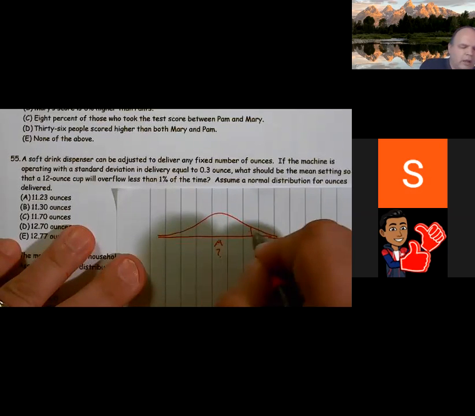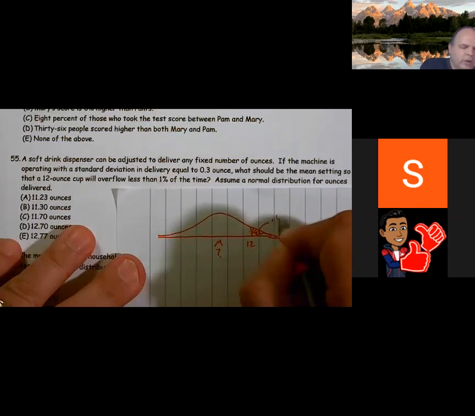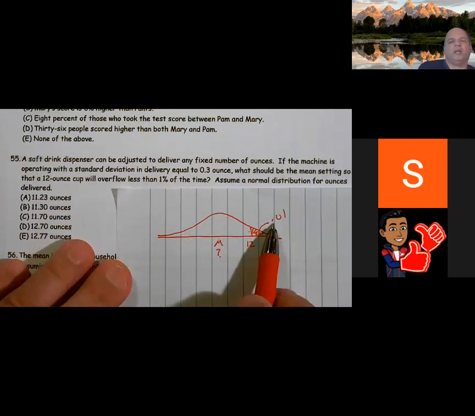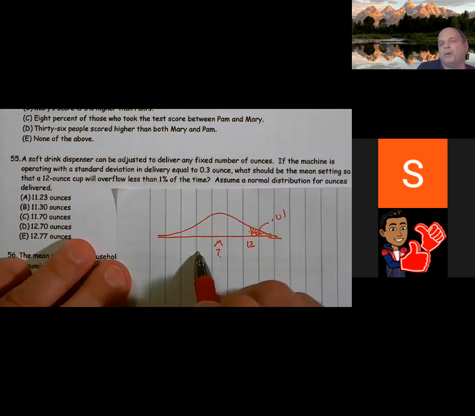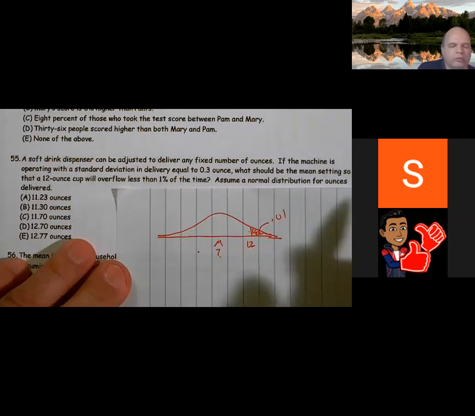And up here is 12 ounces. And I have 0.01 shaded up here. And here's why. This 12 ounces, I have to have less than 12 ounces in the cup. If I put more than 12 ounces, it overflows.